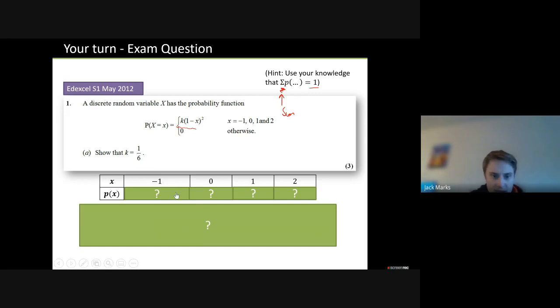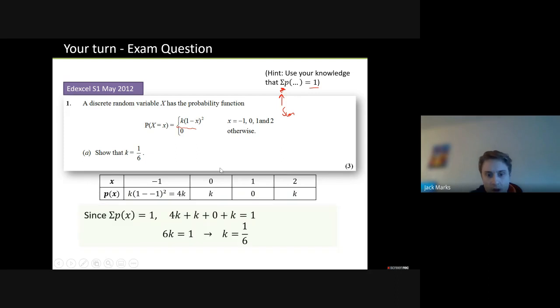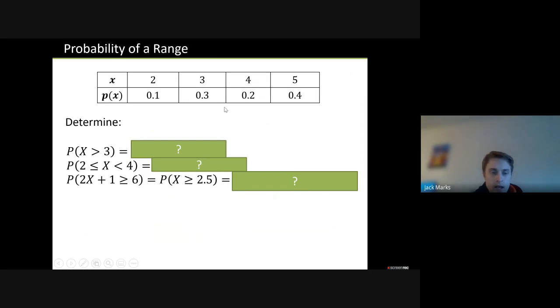Okay, so I'm assuming that you've done that. You should get 6K here. 6K will be equal to 1. So K is 1/6. And finally, we can start to introduce the idea then of not probabilities of one particular event, but multiple ones. So if I asked you, what's the probability that the outcome is greater than 3? Well, what am I talking about? What's greater than 3 here? Well, it's 4 and 5. So we could just add those probabilities there.